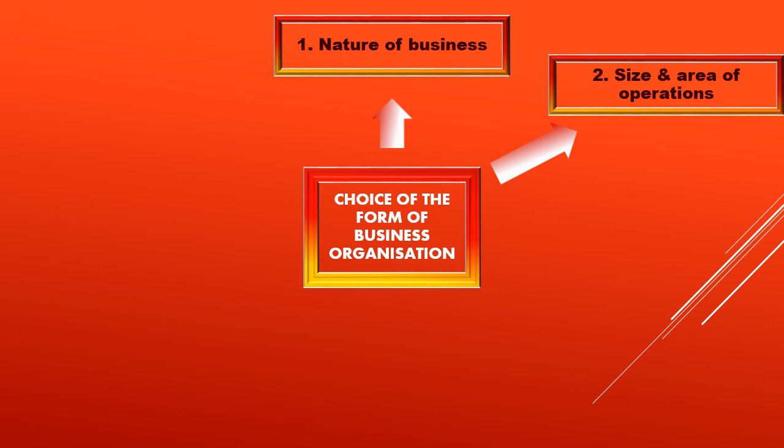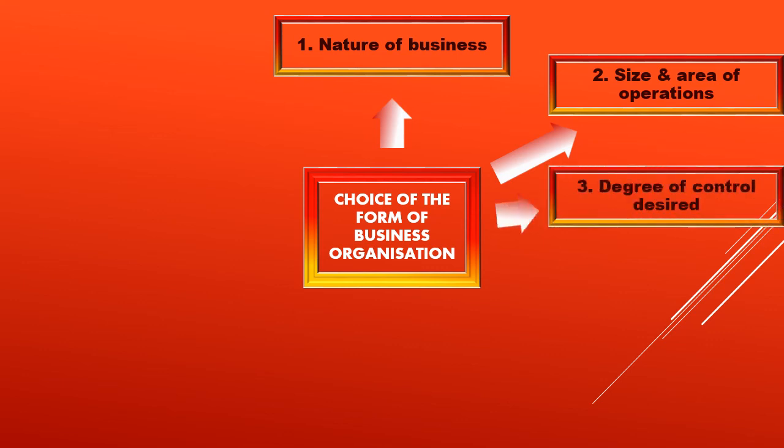Size and area of operation. If you want to cater to the national and international market, then a large scale enterprise or a public or private company is better. If you want to bear all the risk, then partnership and proprietorship is better. Degree of control desired. If you want to directly control the business rather than separating it from ownership, then proprietorship and partnership is better. But if you want to give the management to others, then it is better to set up a public or a private company.